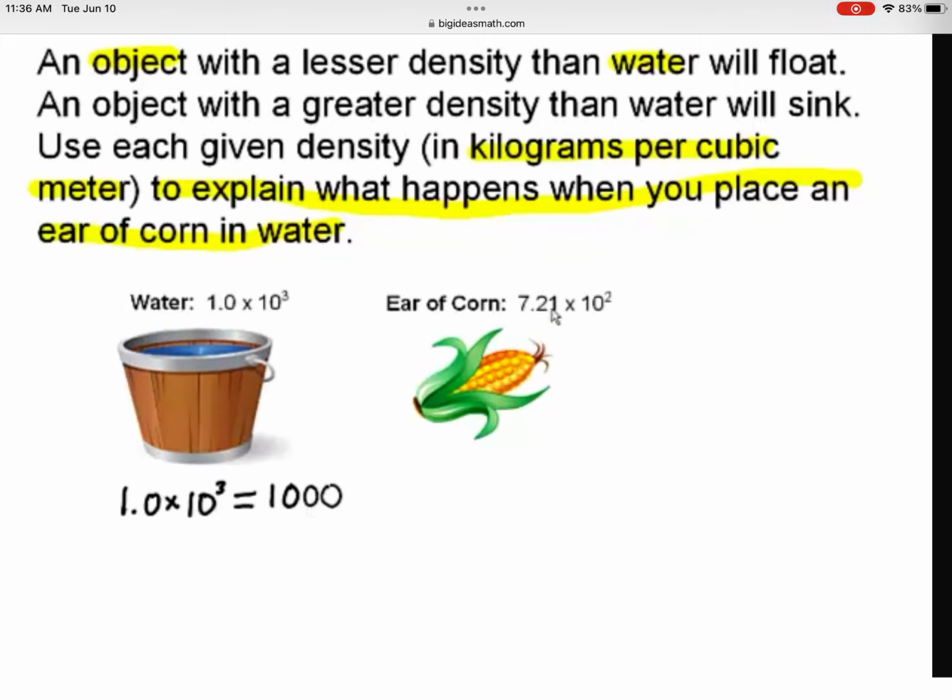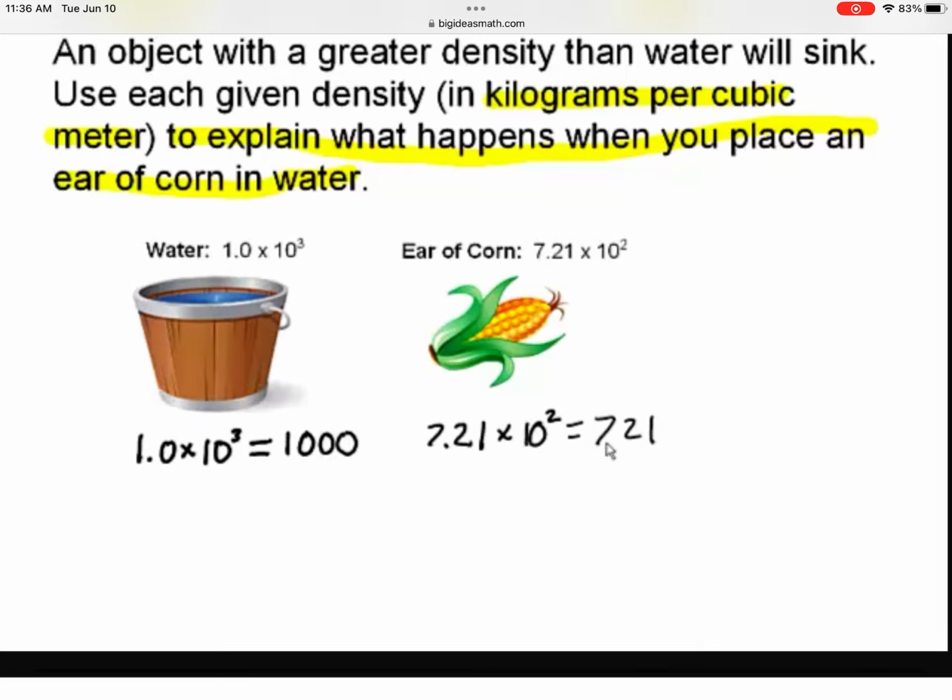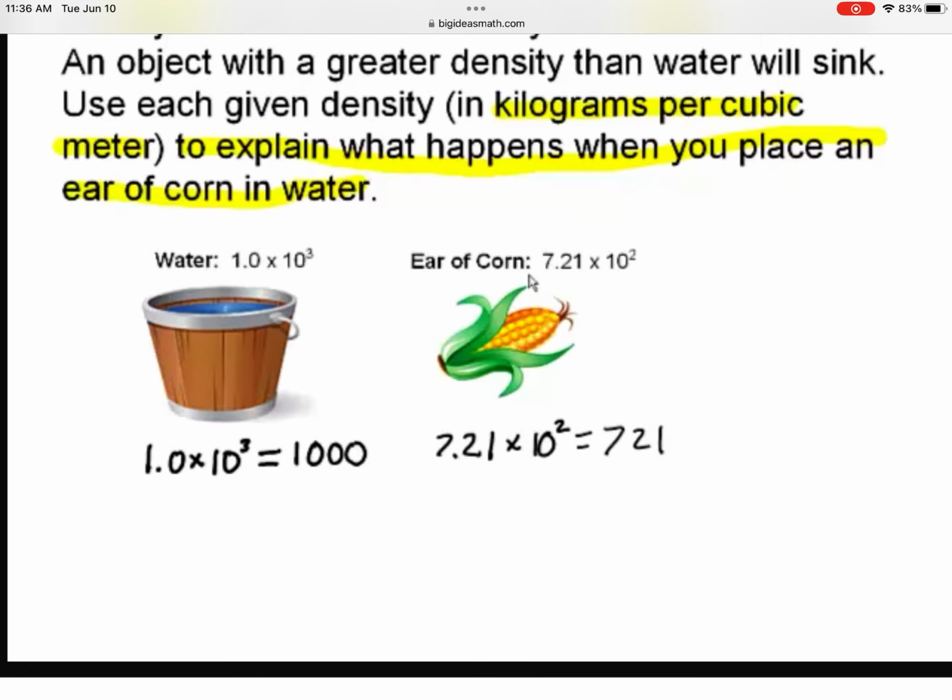Now let's check it out for an ear of corn. For 7.21 times 10 to the second power, write the factor 7.21. But again, I'm not going to write the decimal point, I'm going to imagine it here. And we want to move the decimal point 2 places to the right. We don't need any zeros this time because we have 2 digits. So we go here and then here on this side of the 1. And we don't need to write the decimal point because we have a whole number, 721. So the density of corn is 721 kilograms per cubic meter.